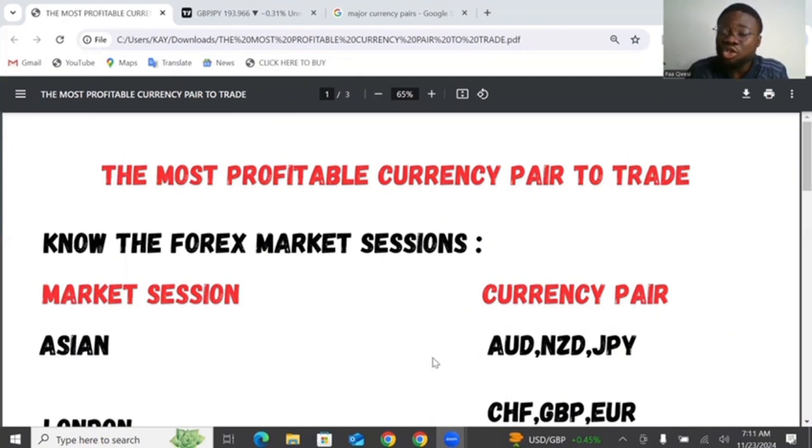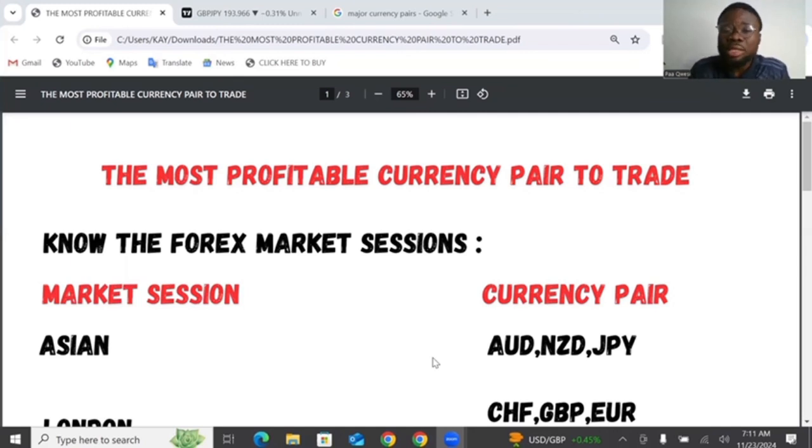The Australian dollar too is open during the Asian session, so it is also very active. These are the various currencies that are active during the Asian session. Now you've identified the Asian session and the various currencies that are active during that time. So let's move to the London session. Which currencies are active during the London session?